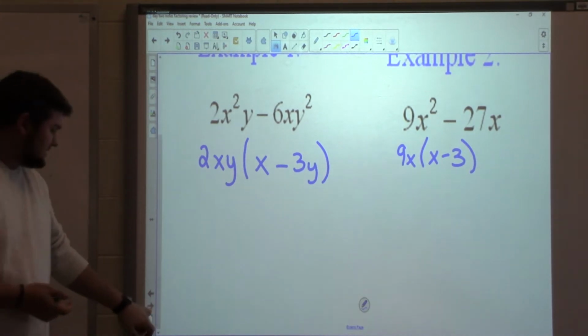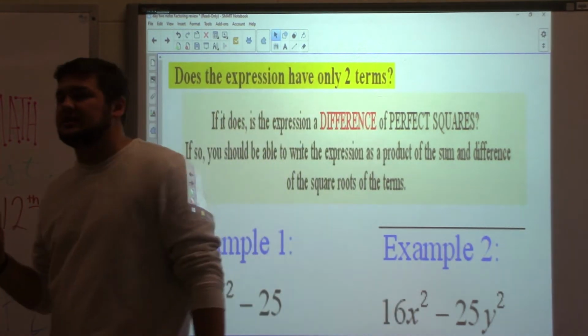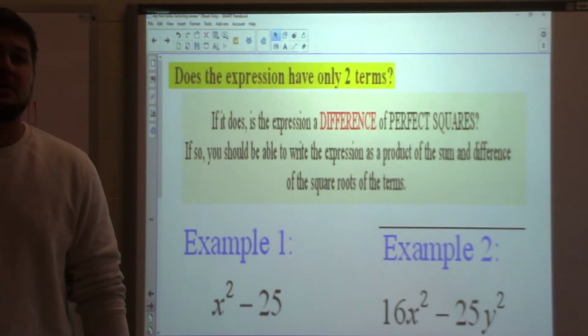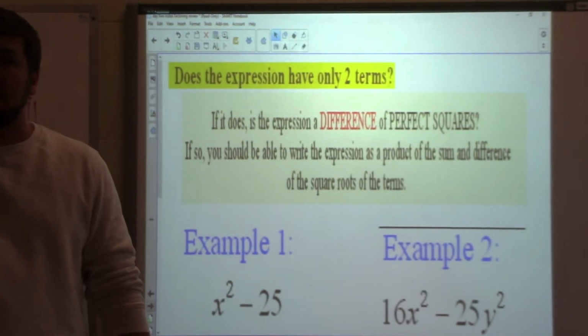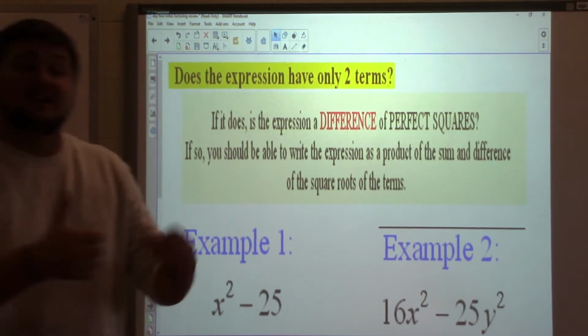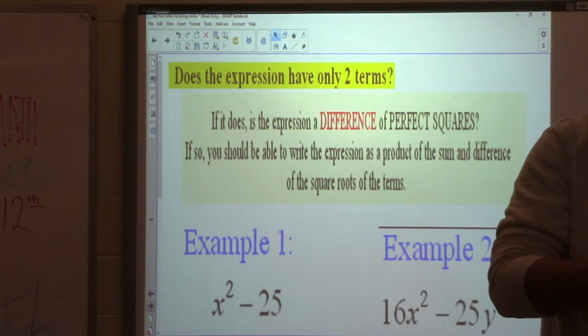Okay. Second thing you should look for: is it a difference of perfect squares? So let's think about that statement. Difference of perfect squares, what does that mean? What does the word difference in math mean? Subtraction. So I'm looking at my piece that I need to factor. Does it have subtraction in it? Then I'm looking to see, is it between two perfect squares?